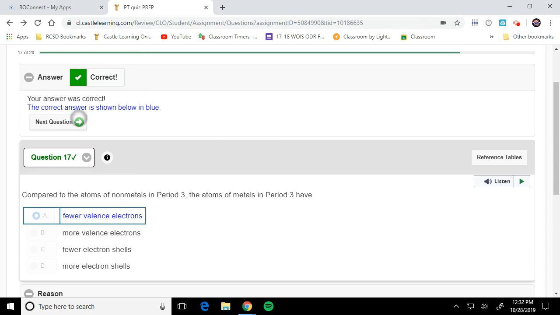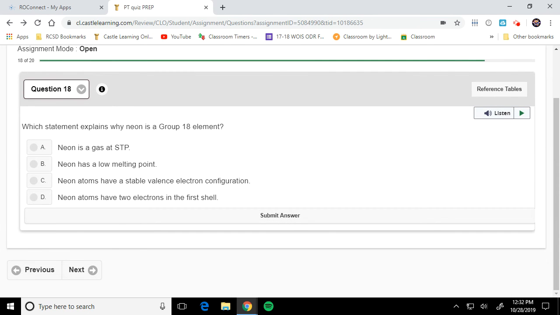Sweet, 3 more and we're done with this. Which statement explains why neon is in group 18? Okay, so everybody in group 18 is a gas. That is true. Neon is a gas. Are there any other gases, though? There are. We know nitrogen, oxygen, fluorine, chlorine, and hydrogen are gases. They're not in group 18, but that is a true statement.